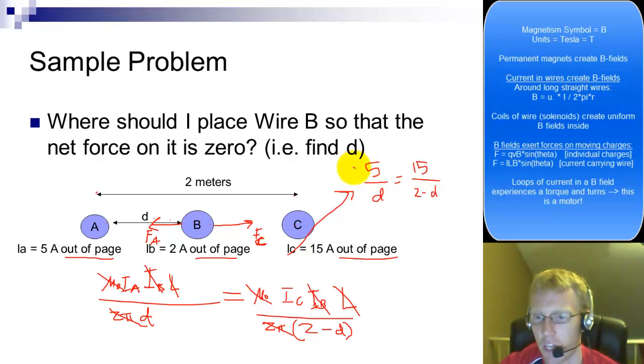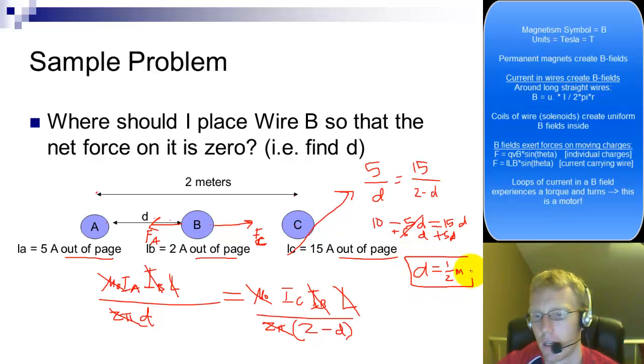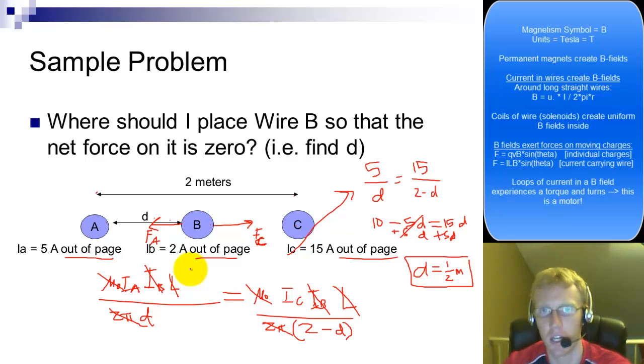And to solve this, we can cross multiply and divide. If I cross multiply here, I get 10 minus 5d equals 15d. Add 5d. So we get 10 equals 20d. So d equals 10 over 20, which is 1/2 of a meter. So the distance is here 1/2 a meter, and on this side 3/2 of a meter. So because this current is 3 times higher, the distance is 3 times farther away, because it's inversely proportional. The farther away it is, the less force, but it's made up for that because it's a larger current.